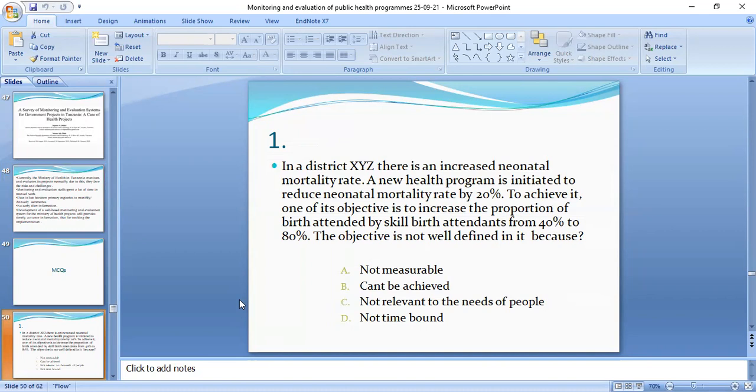Which one is the correct option? Not time bound. Yes, D is the correct option because the objective has not clearly defined the time period. The objective will be clearly defined if the time has been shown in it.